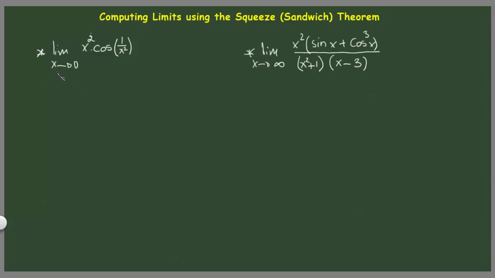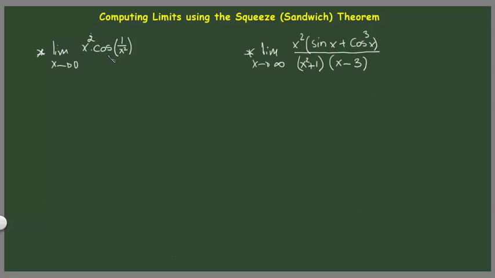In this video, we're going to find the limits as x approaches infinity of the function x to the power 2 times cosine of 1 over x to the power 2. This is the first function. The second function will be the limit as x tends to infinity of x to the power 2 times sine of x plus cosine cubed of x, divided by x squared plus 1 times x minus 3. First of all, we're going to think like we did before in the first video.